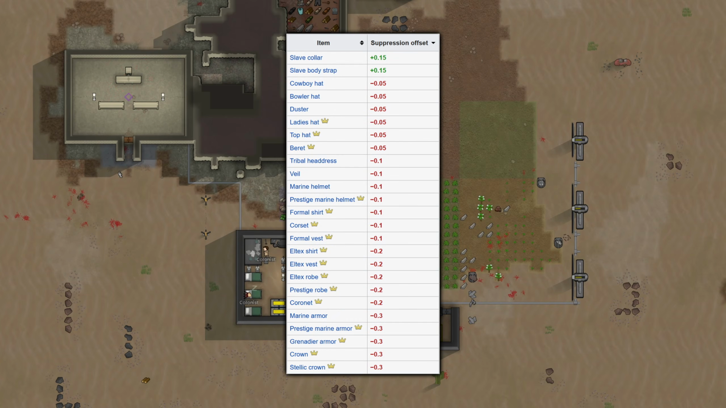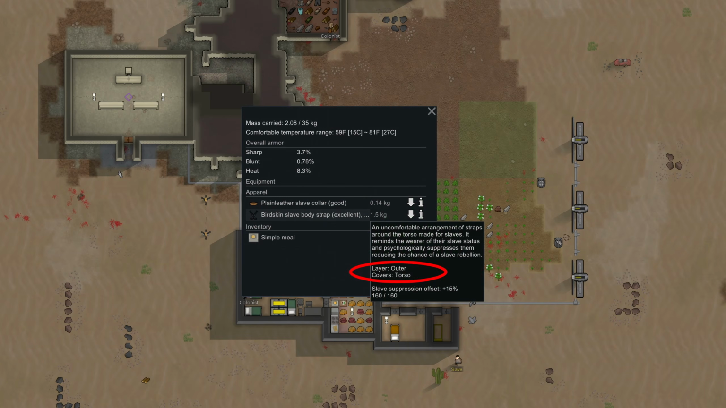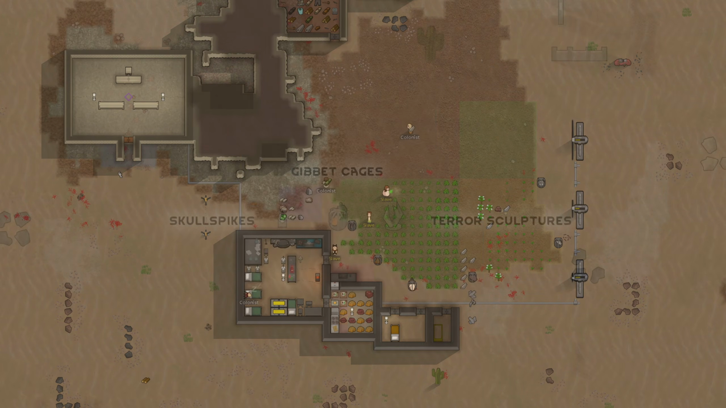Here is a list of clothing and armor that will encourage your slave to lose suppression. Note that armor and L-Tex clothing have a significant negative suppression modifier, which means equipping armor or psi-cast gear on slaves will cause them to lose suppression a lot faster. One of the setbacks of the slave body strap is that it takes up the outer torso layer, which means that a slave cannot wear the slave body strap with parkas or dusters, so slaves may be difficult to keep warm in cold climates or cool in hot climates.